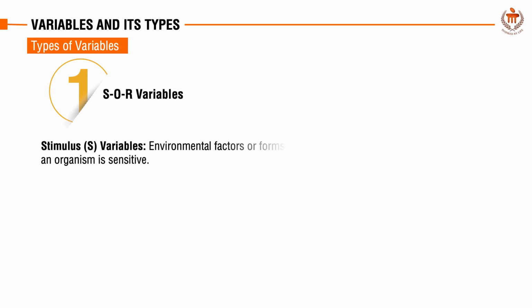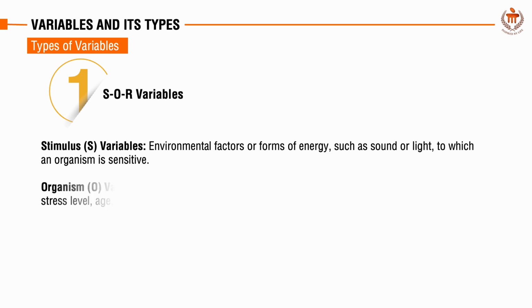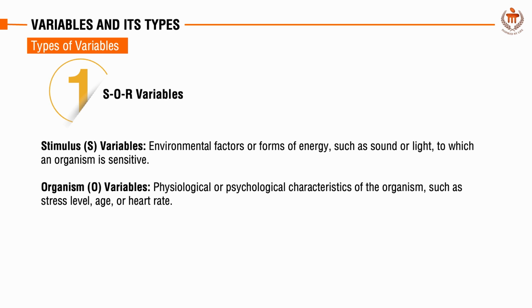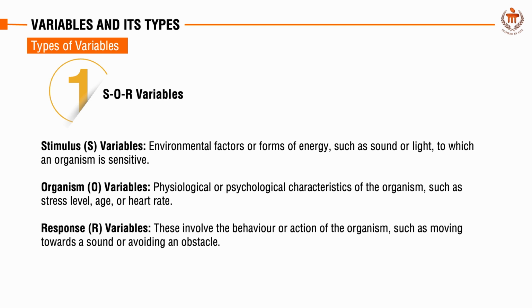The first is stimulus, S, variables. These refer to environmental factors or forms of energy, such as sound or light, to which an organism is sensitive. Organism, O, variables: these are physiological or psychological characteristics of the organism, such as stress level, age, or heart rate. Response, R, variables: these involve the behavior or action of the organism, such as moving towards a sound or avoiding an obstacle. For example, imagine an experiment where a cat is exposed to a bright light, the stimulus variable, and its pupil dilation, the response variable, is measured. The organism variable could be the cat's alertness level.